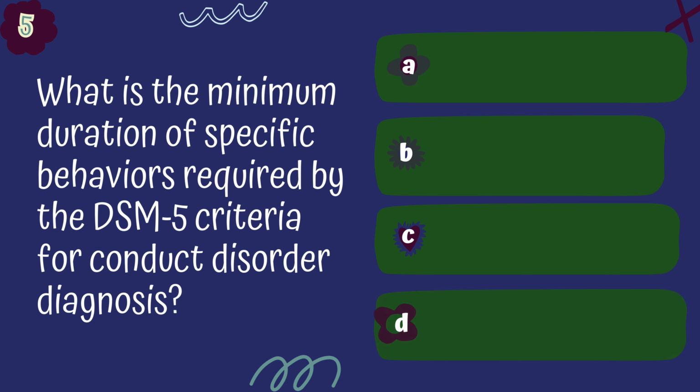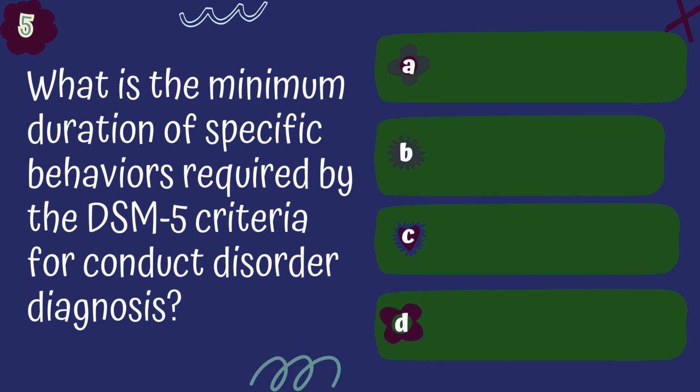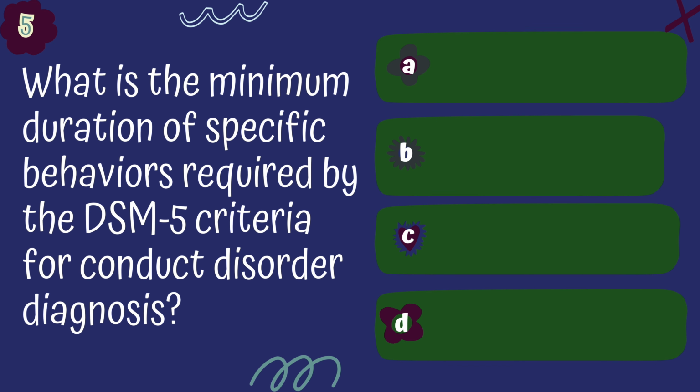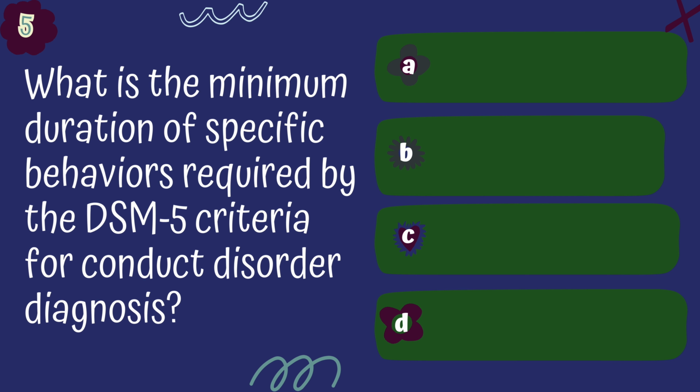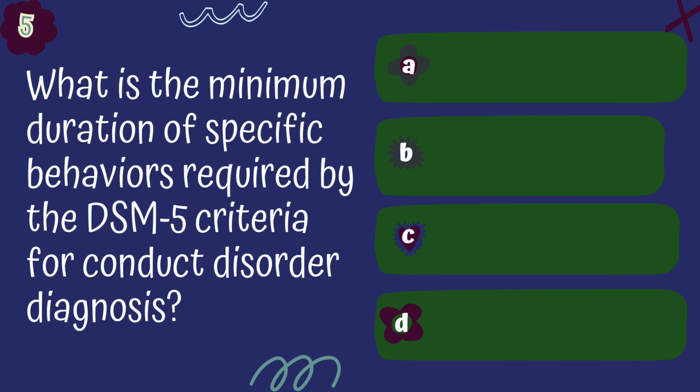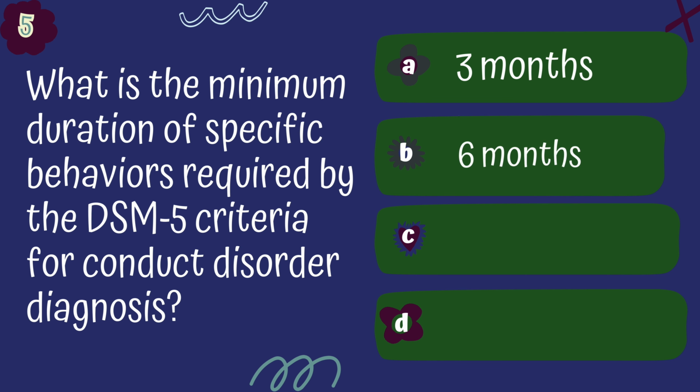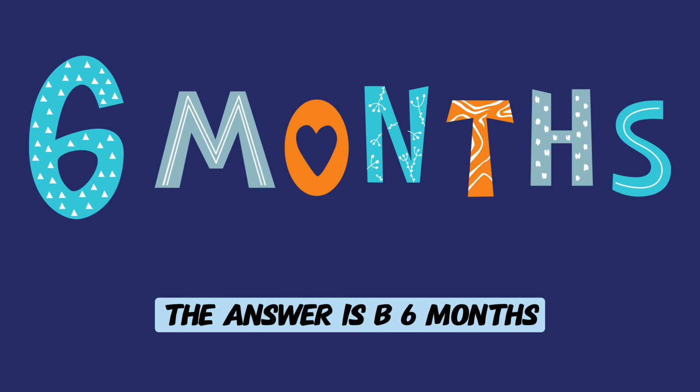Question 5. What is the minimum duration of specific behaviors required by the DSM-5 criteria for conduct disorder diagnosis? Is it A, 3 months, B, 6 months, C, 9 months, or D, 12 months? I mentioned this a couple of questions ago. Did you get it? The answer is B, 6 months.